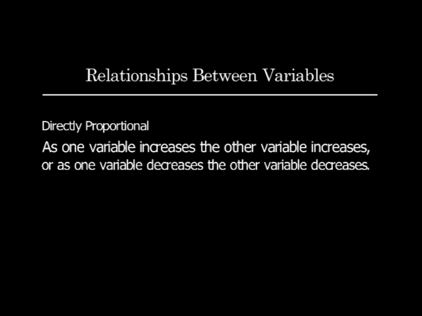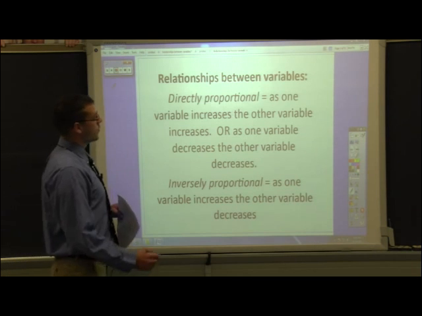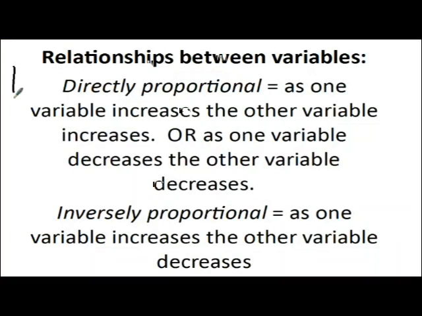The first thing we're going to talk about here is relationships between variables. The first type of relationship you can have is called directly proportional. What happens is as one variable increases, the other variable increases as well, or as one variable decreases, the other variable decreases as well. For example, maybe if you have a graph that looks something like this, where x is your horizontal axis, y is your vertical axis, if both variables are increasing for a direct relationship, it would look something like that.